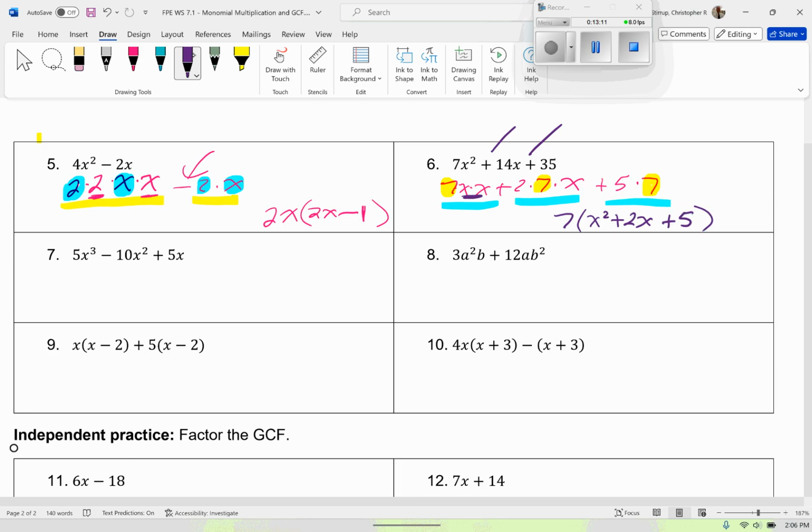Okay? So let's go back and take a look at it. Is 7 times x squared 7x squared? Is 7 times positive 2x 14x? Is 7 times positive 5 positive 35? 7 times 5 is 35. I like it. Use your fingers. That's always a good way to count by 5s. I love it. It's perfect. Seriously.